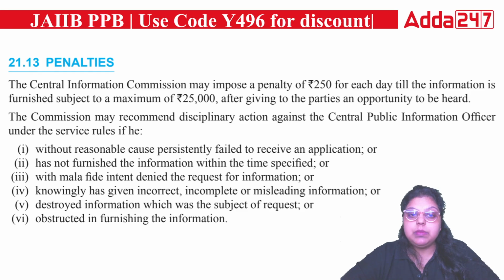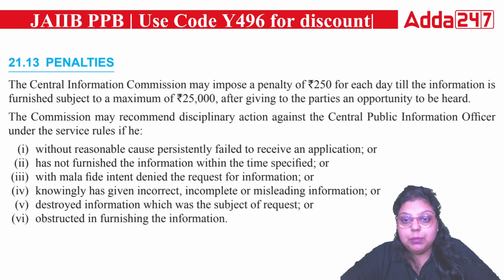Okay. So the commission may recommend disciplinary action against the Central Public Information Officer under the service rules if he, without reasonable cause, persistently failed to receive an application, has not furnished the information within the time specified, with malafide intent denied the request for information, knowingly has given incorrect, incomplete or misleading information to the person, destroyed the information which was the subject of request, or obstructed in furnishing the information. If any of these acts have been performed by the Central Public Information Officer, then the commission may recommend what action should be taken against the person.